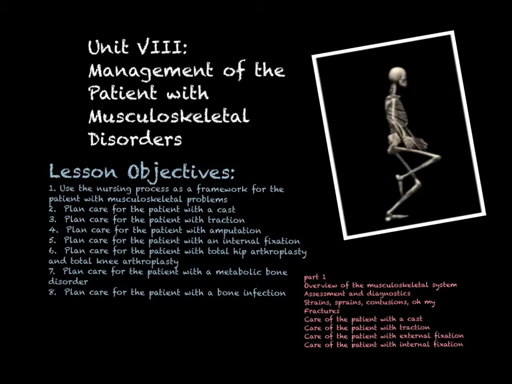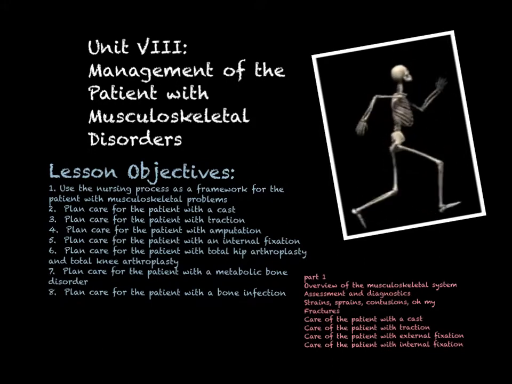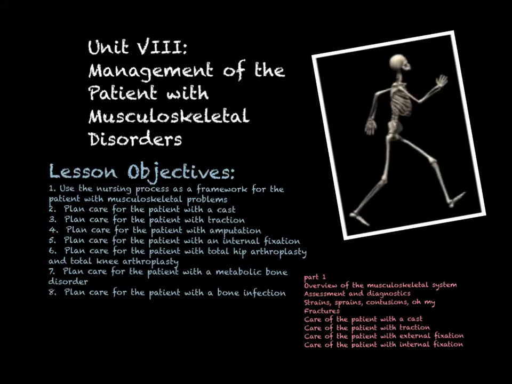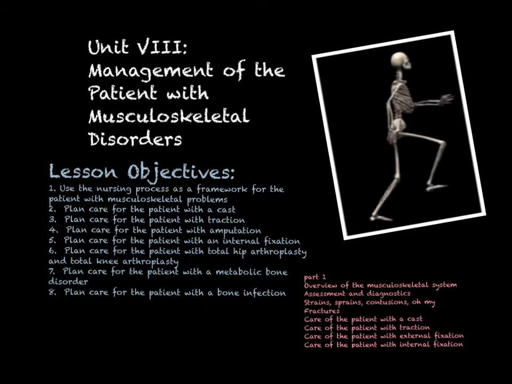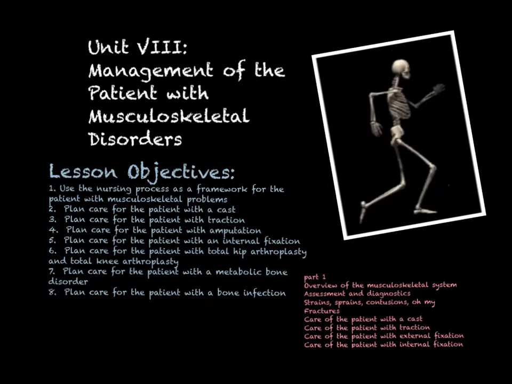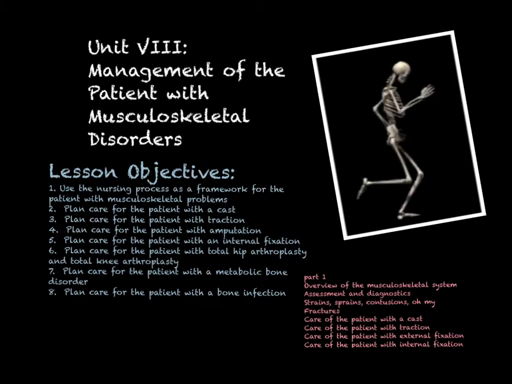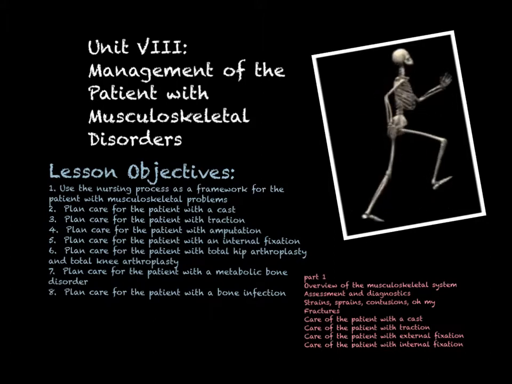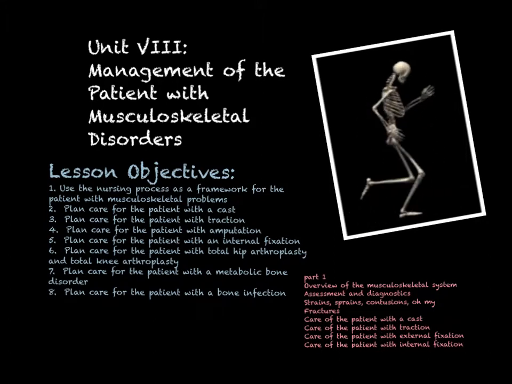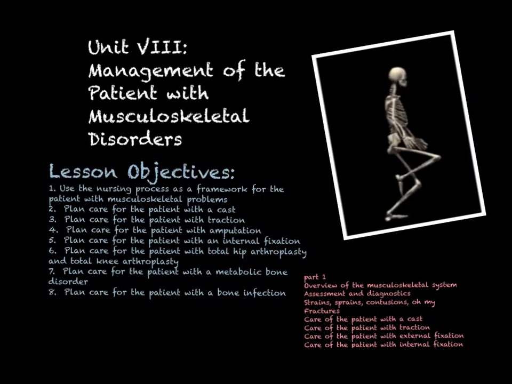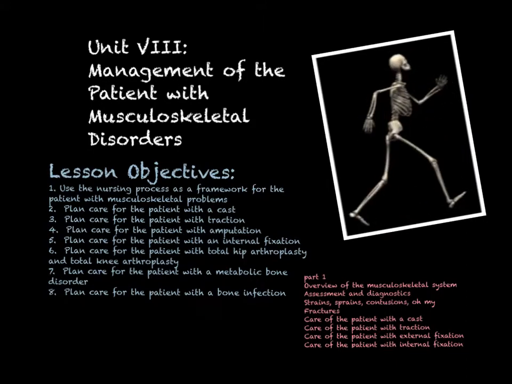unclear. So reading from your outline, the lesson objectives are to use the nursing process as a framework for the patient with musculoskeletal problems. You're going to plan care for the patient with a cast, plan care for the patient with traction, and that includes skeletal and skin traction. We'll plan care for the patient with an amputation. We'll plan care for the patient with internal fixation as well as external fixation devices.